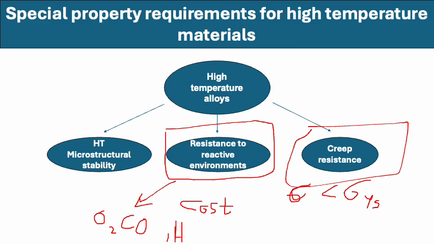We can also have other gases like H2S, hydrogen sulfide, that can have an impact. So all these are reactive environments. That's why I used the word reactive, because it reacts with the material and degrades the properties. Another thing that we need is microstructural stability, because properties are controlled by microstructure. And if my microstructure evolves during the service, it is a problem for my application.